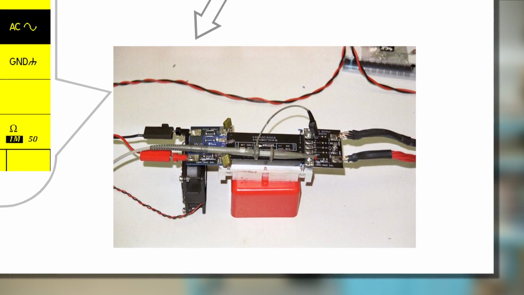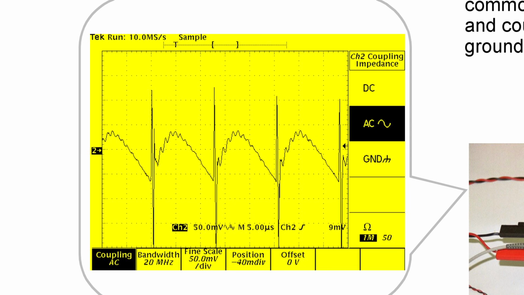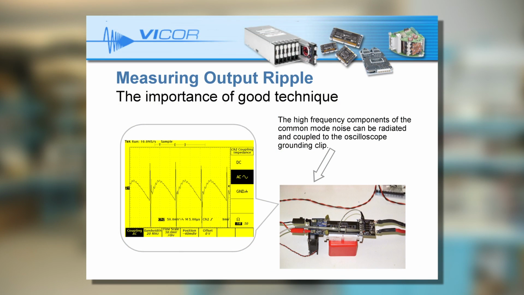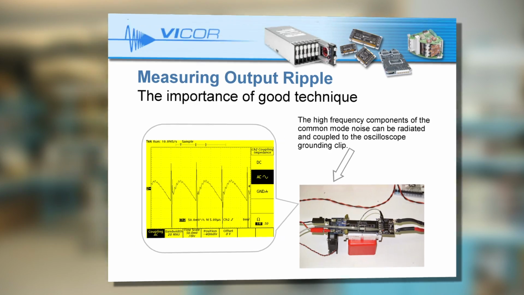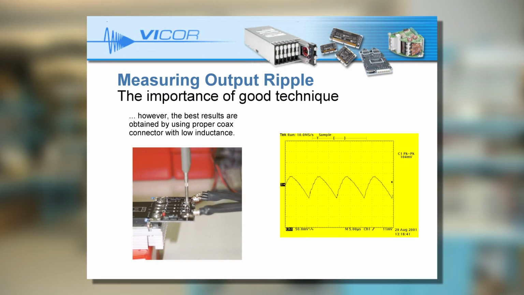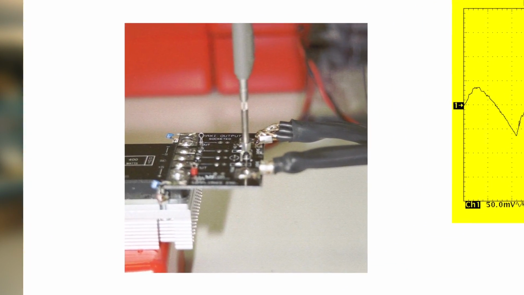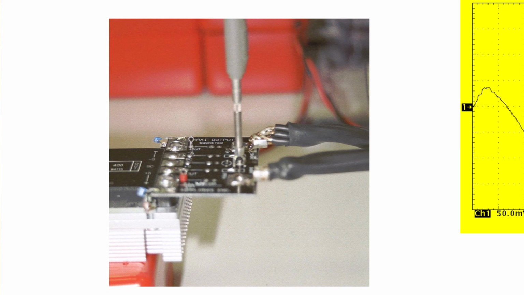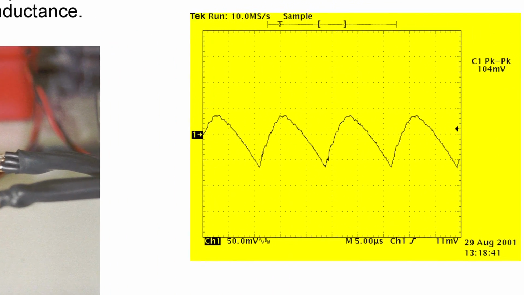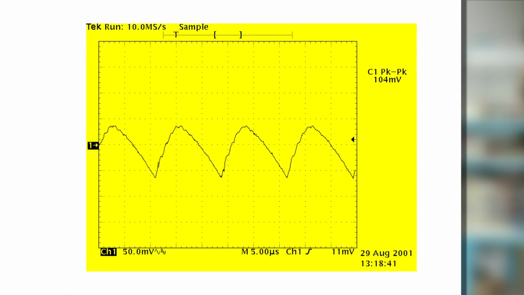The effect can be seen on the left side. The high voltage spikes are coming from the common mode noise. The left picture shows a very good way to measure the output ripple. The long grounding cable was removed and a Johnson connector was added to the output of the DC to DC converter. On the right picture you see that the voltage spikes disappeared.